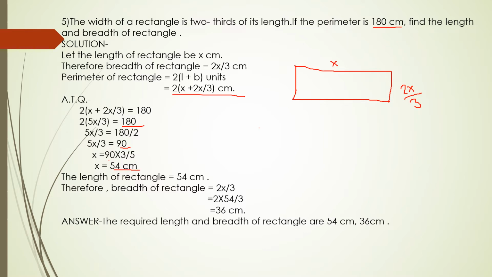So the length of the rectangle is 54 centimeter. Therefore, the breadth of the rectangle, which is 2x by 3, is 2 into 54 by 3. Again, you can simplify and obtain 36 centimeter. The required length and breadth of the rectangle are 54 centimeter and 36 centimeter.